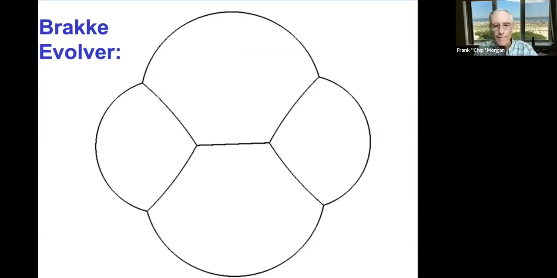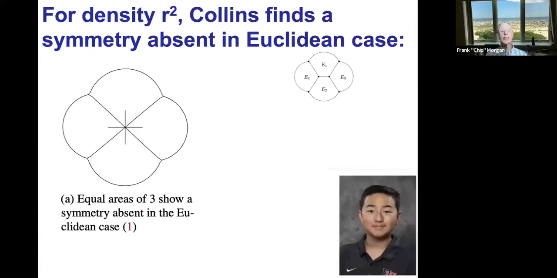Looking something like that, with that wonderful central bar in the center. And he also looked at densities like R squared. This is very different from the Gaussian density, which, remember, got small as you go far from the origin. This gets larger as you move away from the origin. And he found, using the Brakke evolver, that in this case, the quadruple bubble is even more beautiful. Instead of having that bar in the center, everything collapses to a point, and it gets completely symmetric. A beautiful symmetry that doesn't occur in the Euclidean case, only occurs in this case of density R squared.